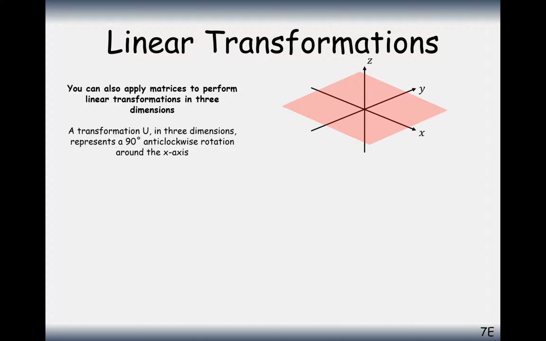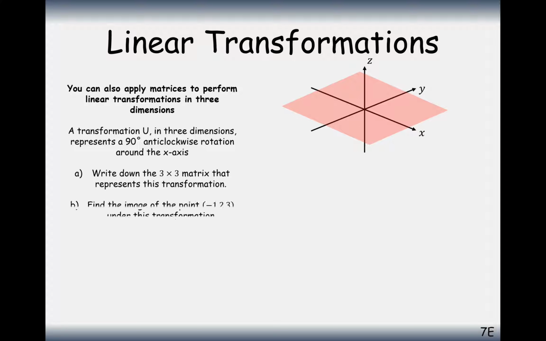Slightly more difficult questions though come with transformations. So in this transformation here, U is a 3-dimensional transformation representing 90 degrees anti-clockwise around the x-axis. So take your x-axis as your center of rotation, and it's going to rotate around that axis there. The question is, write down this 3×3 matrix and find the image of the point -1, 2, 3.